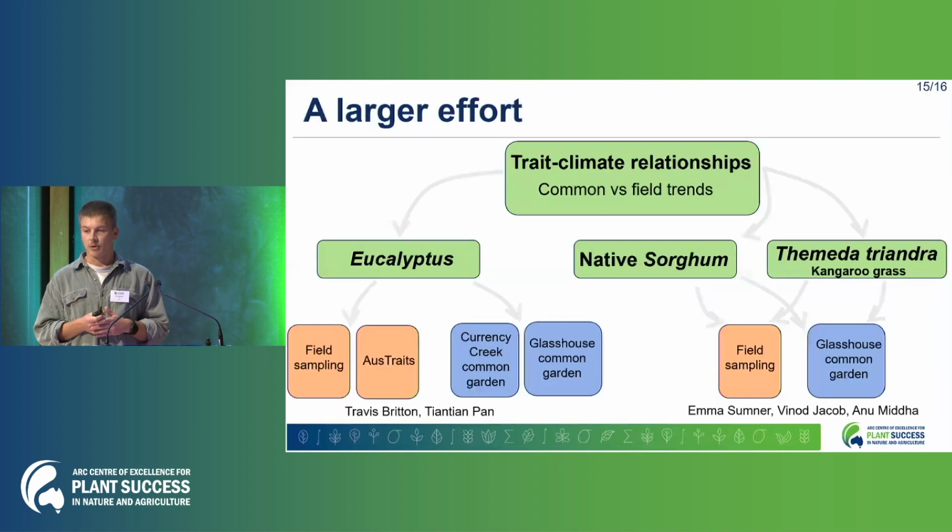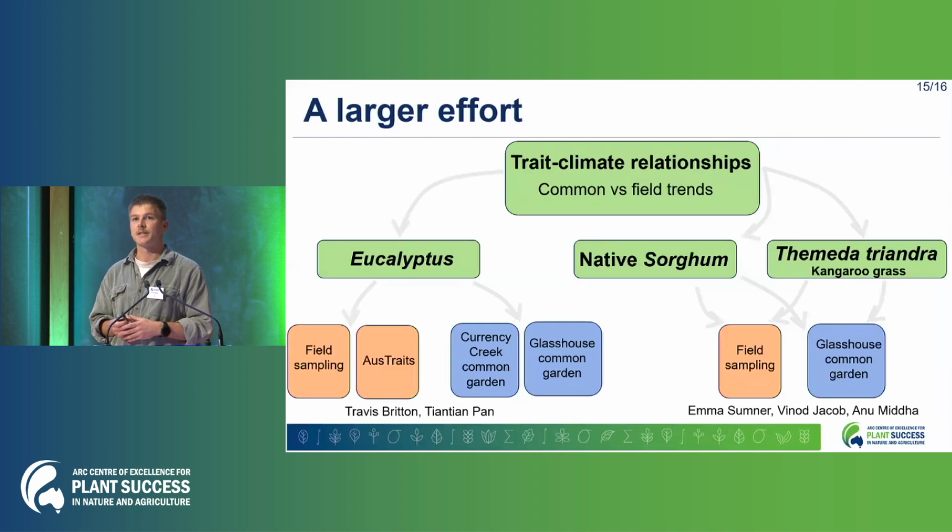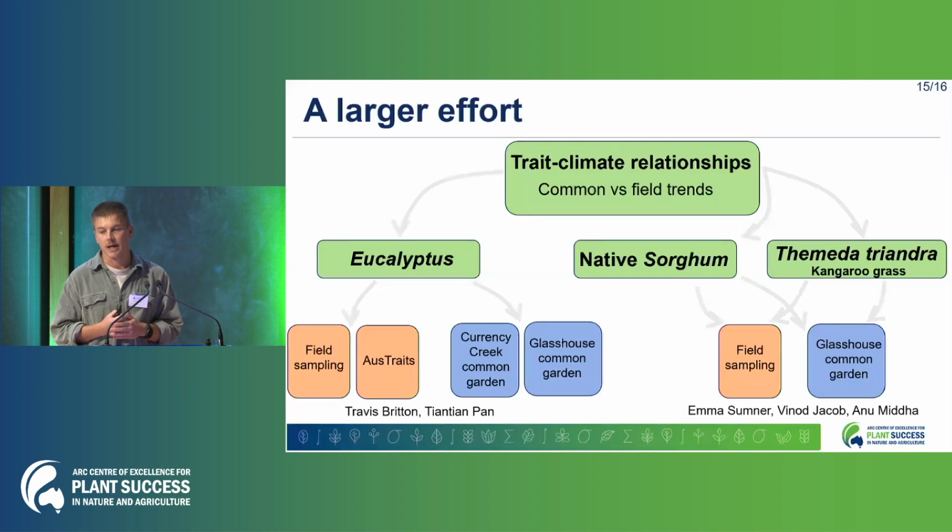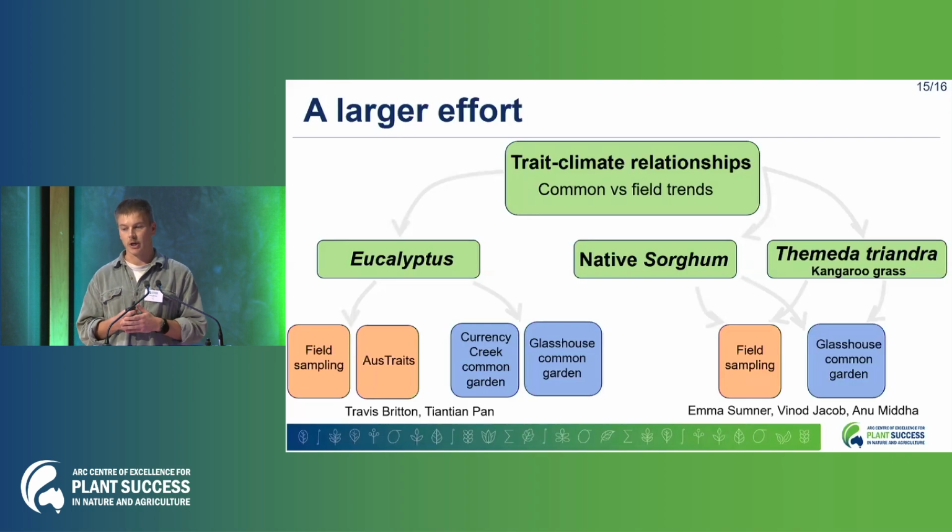And so to finish, I just want to flag that this general framework is part of a larger effort within our node at Western Sydney. So we're exploring these trait-climate relationships in common garden and in field conditions across a range of different plant groups. So me and Tian are working in Eucalyptus, with Tian leading the hydraulics and wood anatomy work, and she's got a poster as well. And also in the grasses, which is Vin, Emma and Anu, and so looking in native sorghum and then also kangaroo grass.